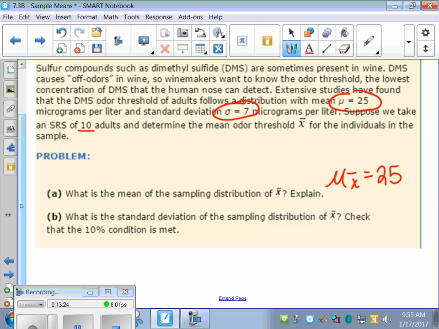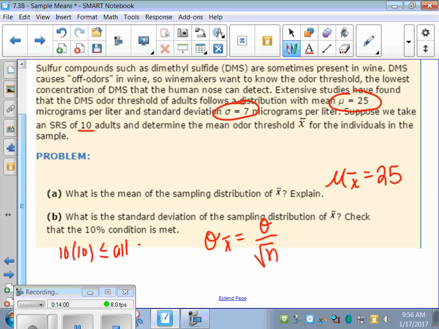Okay, part B. What is the standard deviation of the sampling distribution of X bar? So this is the formula that you're going to memorize for sampling distributions of means. So that would be this divided by this. But what do we have to check before we're allowed to do this? 10% condition. So we want to know if 10 times the sample, so 10 times 10, is less than or equal to the population. What's the population in this problem?